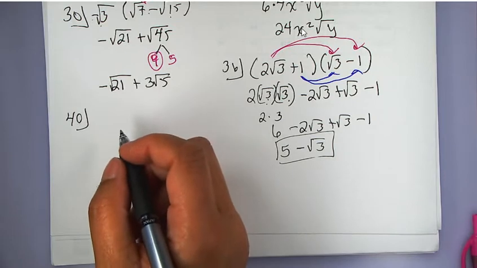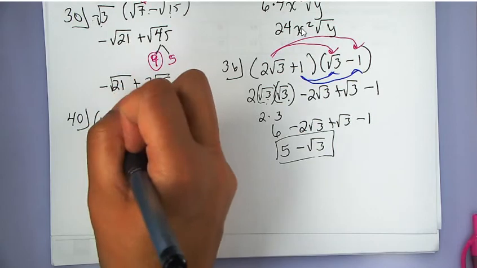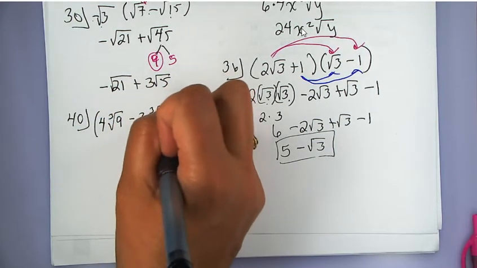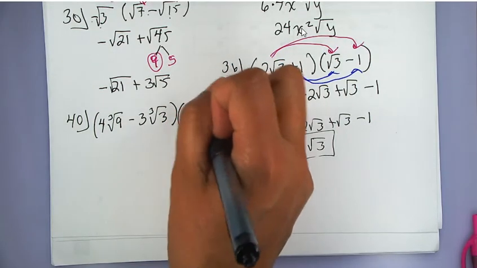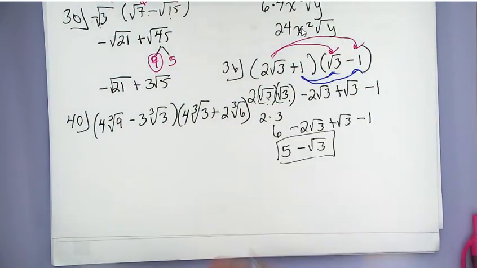We're going to do our FOIL, and I'm not drawing arrows. I think you know how we did it before. If I take 4 cube root of 9, no, let's go on and draw arrows so we don't make mistakes. I'm going to do a FOIL this time. So at first, I end up with 16, and 9 times 3 is 27, so I get the cube root of 27. First, then outer.